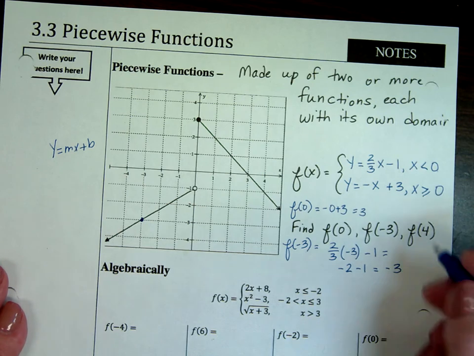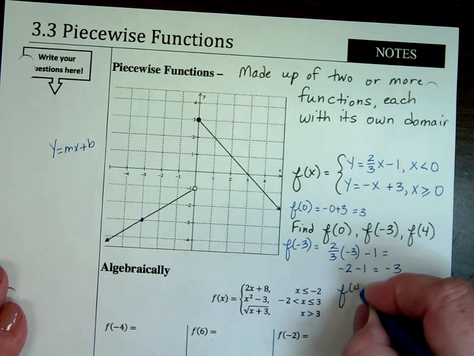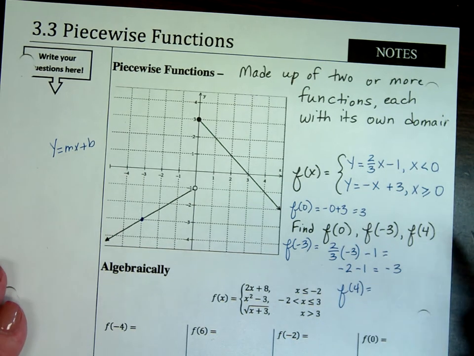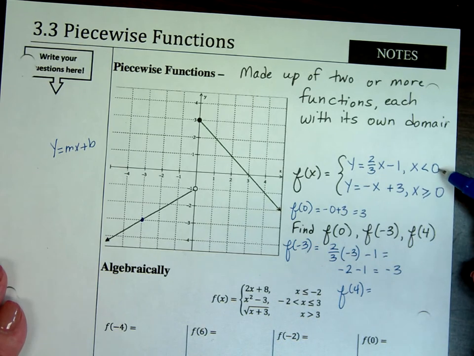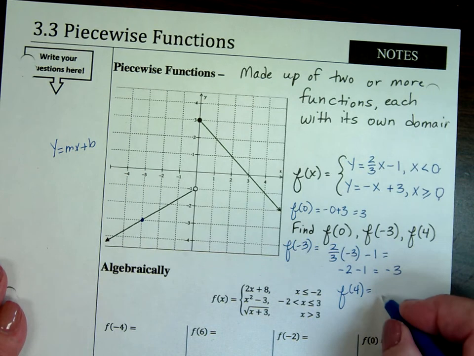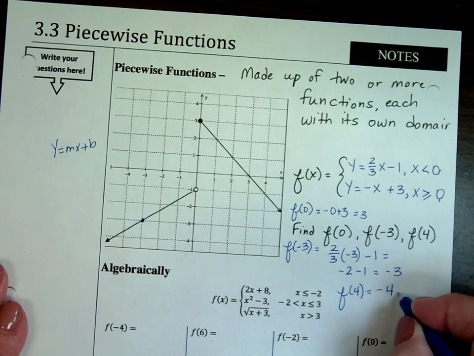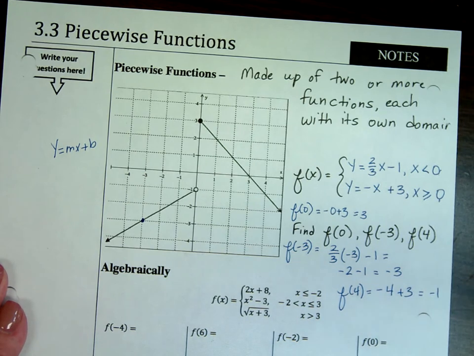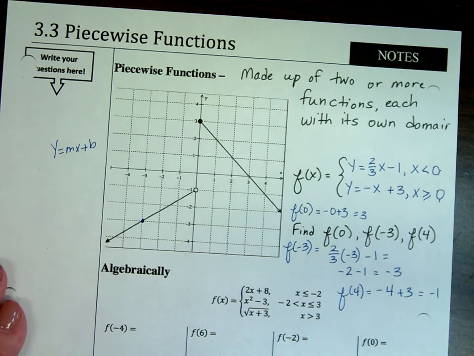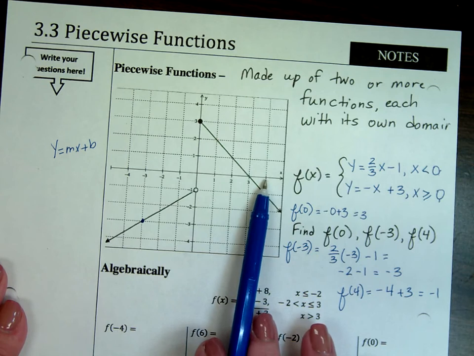And the last one is f of 4. So I'm looking at f of 4. Where is 4? Is 4 part of this or part of this? Is it less than 0 or greater than or equal to 0? And you're going to say it's greater than or equal to 0. So you're going to plug it into the second equation only. That would be negative 4 plus 3, which gives you negative 1. Is that true? Let's check it out. If I'm at 4, I get a coordinate of negative 1.